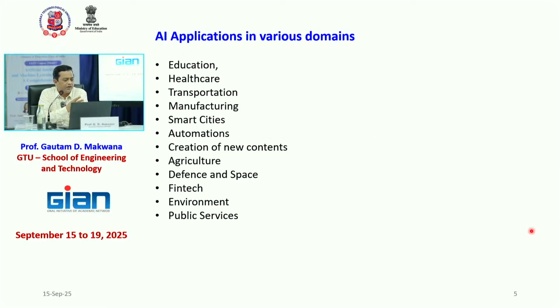I told you that every domain, every sector now requires AI penetration. So there are many use cases, and many well-developed algorithms used in all of these various domains: education, healthcare, transportation, manufacturing, smart cities, automation, creation of new content, agriculture, defense, space, fintech, and environmental and public service. Regarding defense and space, our chief guest already said that AI has been used for two decades. Recently, many solutions are AI-based, and we are using these AI solutions in our work nowadays. So that's why we are taking care about AI.